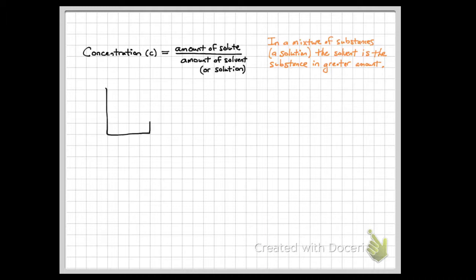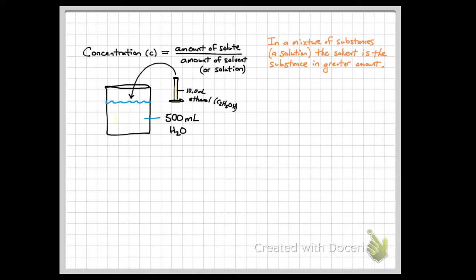So for instance, if you have a beaker of water, 500 milliliters, and you want to make a solution of water and ethanol, and happen to have 10 milliliters of ethanol, which you then mix into the water, and forms a homogeneous solution. In other words, it's evenly mixed throughout the whole solution.